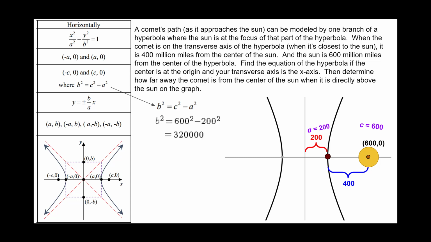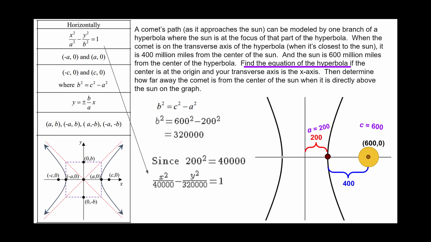All right, so now we need to find the equation of the hyperbola. And given what we have, that's actually quite easy. Since we know A and we know B squared, we can go ahead and just plug in A squared and B squared to the formula, and that is the equation.